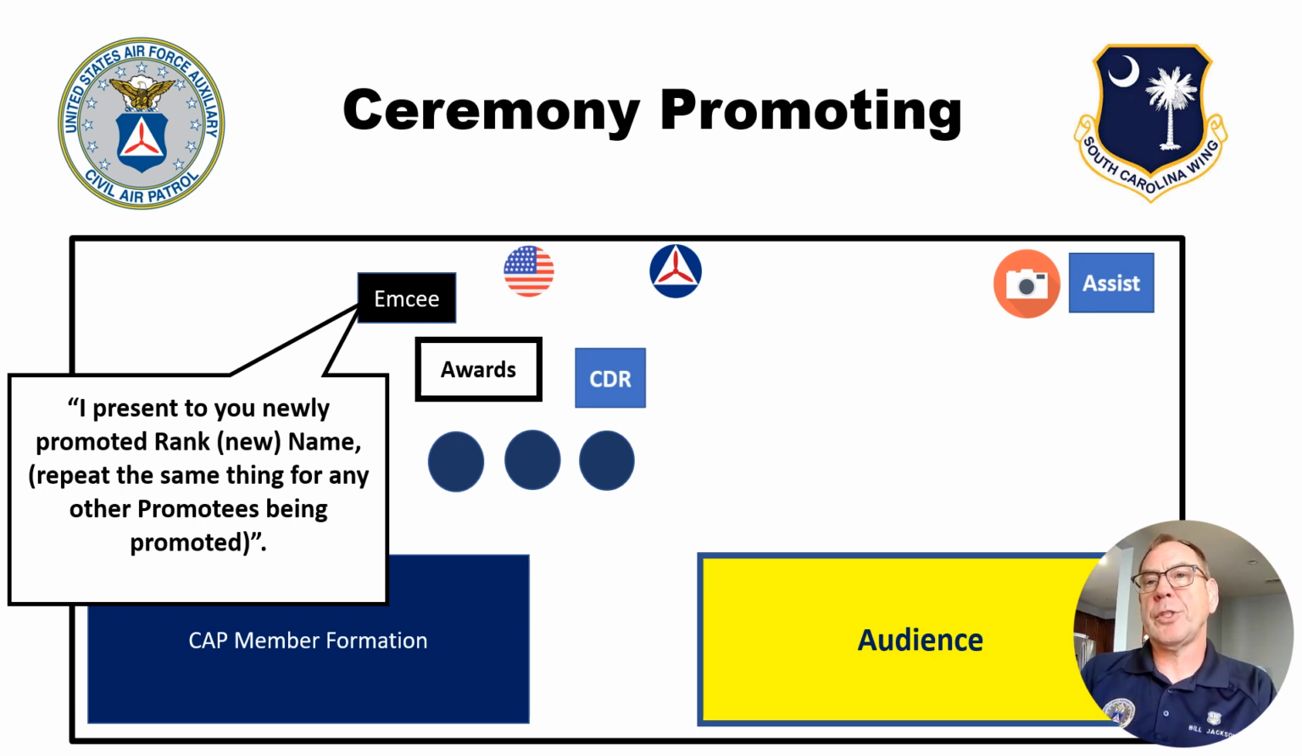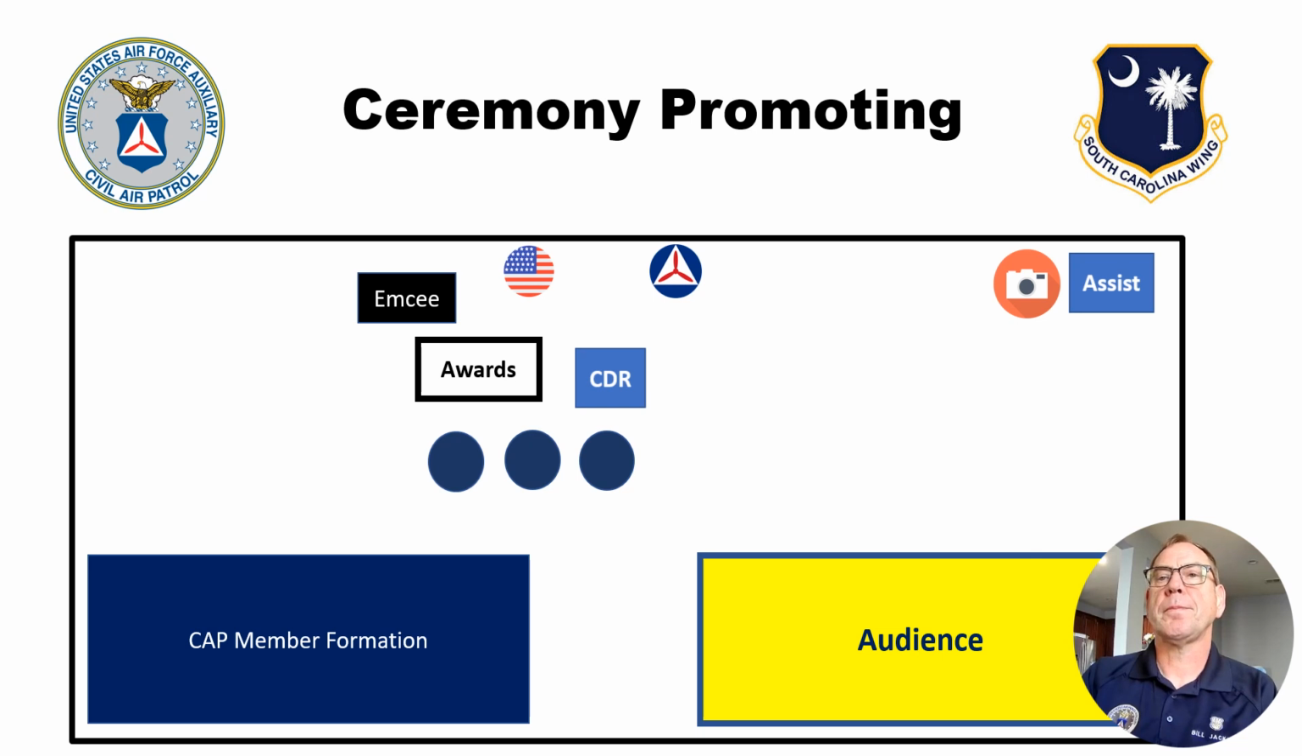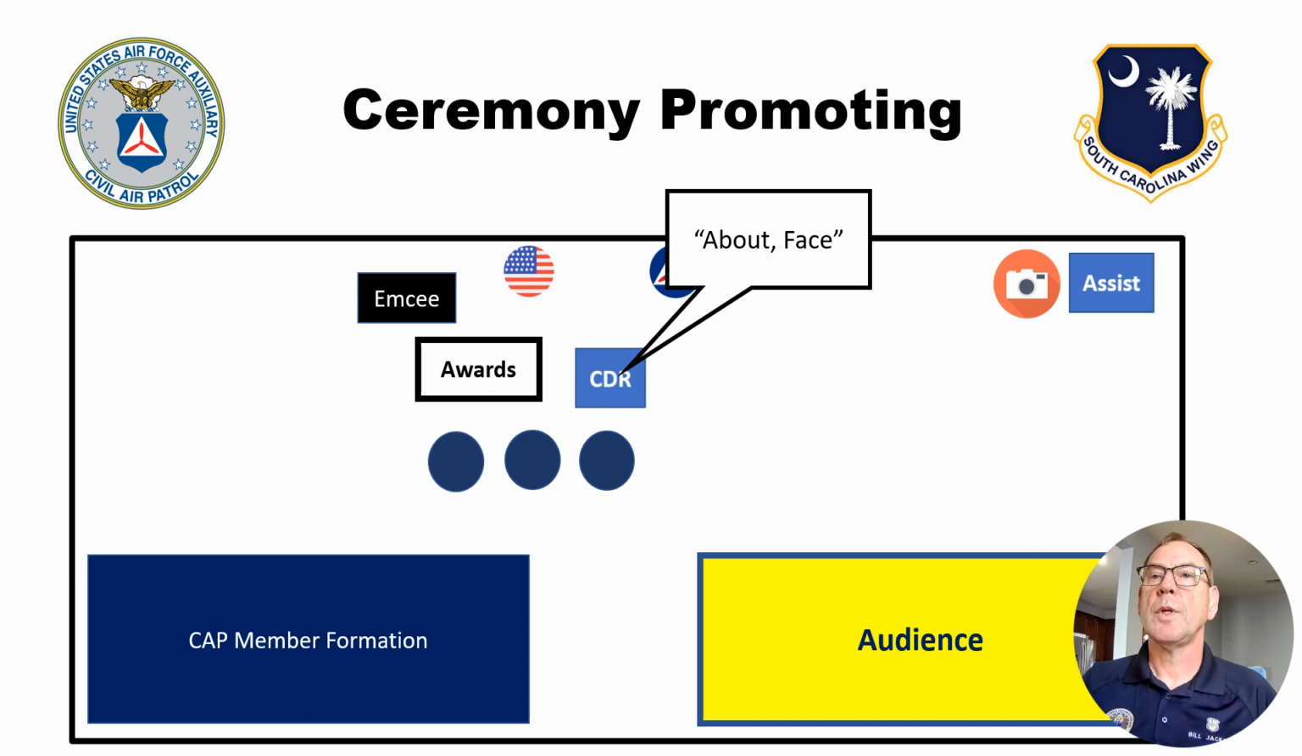After we have all these individuals promoted, they've done the about face, the MC will say, I present to you the newly promoted Senior Airman Alpha, okay, Bravo and Charlie. I would recommend at this point the commander's assistant initiate an applause, which obviously will be picked up at the audience. The commander then gives an about face. Remember now, the cadets are facing the audience at this point.